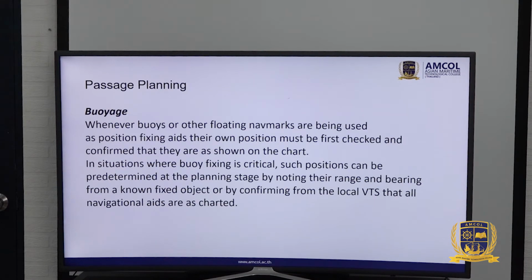Then the buoyage system. With the buoyage system, we can use buoys as a reference.